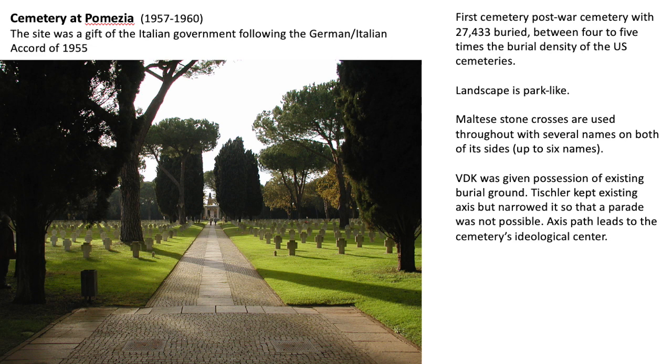Now I have a few examples. Pomezia was given as land by the Italian government to build and erect a cemetery, but after 1955 Tishler could remodel this, and it contains 27,433 cadavers, and it has a much higher density, the Multistone Cross density, than the American ones. The Multistone Cross is used throughout German cemeteries and has several names on this side, up to 6, 3 on each side are allowed, just to have enough space. But each soldier is in his own sarcophagus.